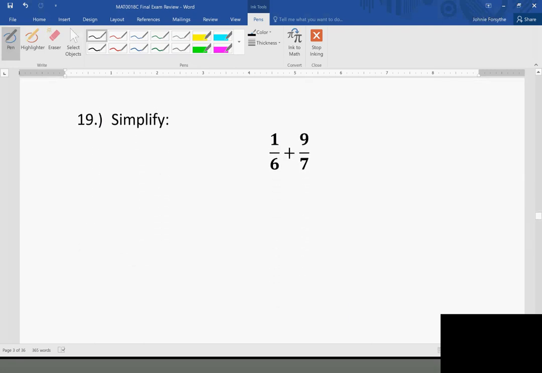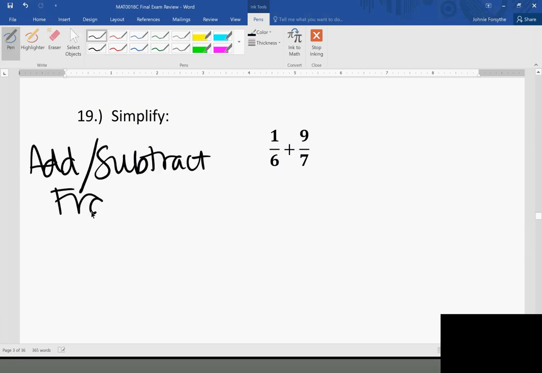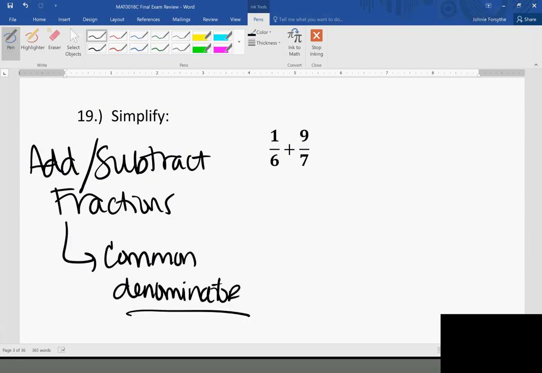Okay, 19. Simplify 1/6 plus 9/7. When we add or subtract fractions, we must have a common denominator. Let's get a common denominator between 6 and 7.